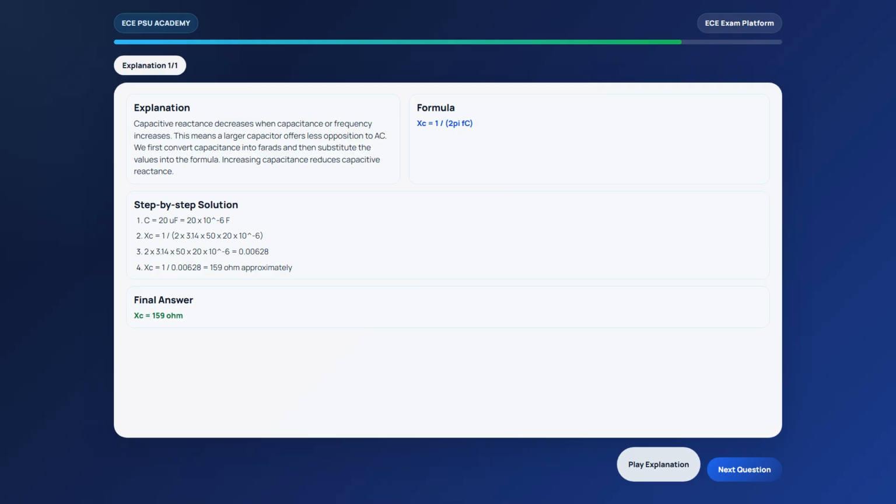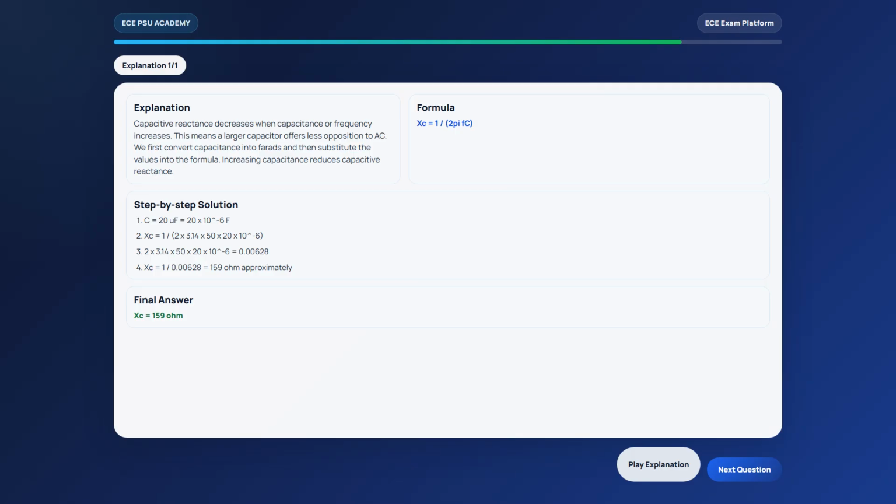Capacitive reactance decreases when capacitance or frequency increases. This means a larger capacitor offers less opposition to AC. We first convert capacitance into farads and then substitute the values into the formula. Increasing capacitance reduces capacitive reactance. Capacitive reactance equals 1 divided by 2 pi F C.